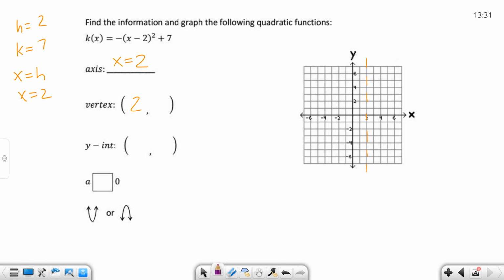So let's keep going here. The vertex is just h comma k, right? It's just h comma k. We got the h and the k in there, 2, 7. So it's way up here at 7.